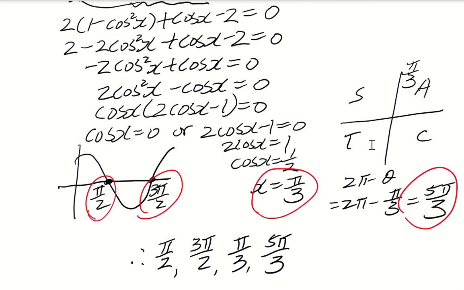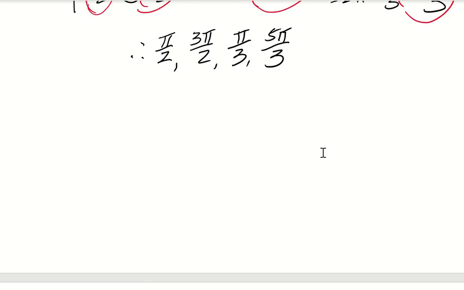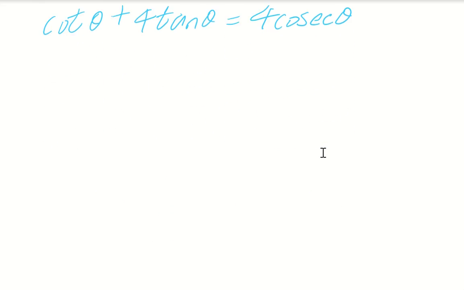All right. So let's have a look at the next question. The next question says cot theta plus 4 tan theta equals 4 cosec theta. So at the moment, if you examine every term carefully, you notice that there's no square term. So I'm not going to think about the quadratic equation at this stage. I'm going to think about the definition of each ratio.